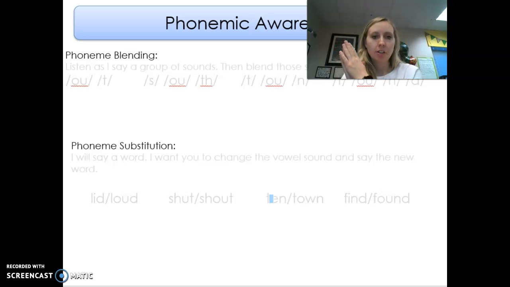I am going to make sounds and we'll make words into them. Out, south, out, town, out, found. Lid, change it to ow: loud. Shut, change to ow: shout. Town, find, change the i to ow: found.